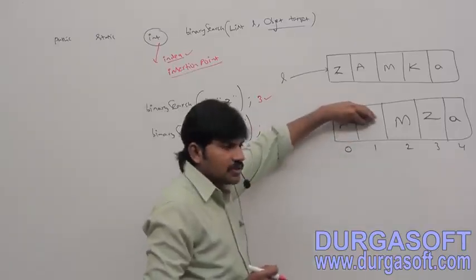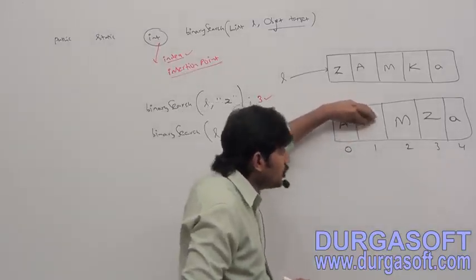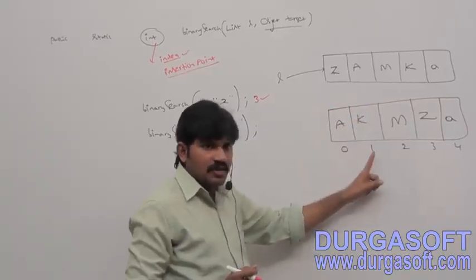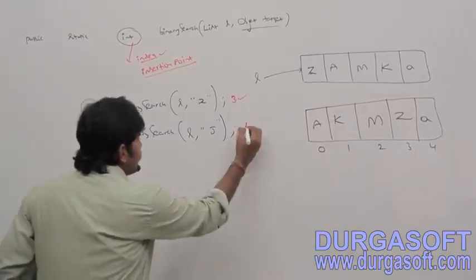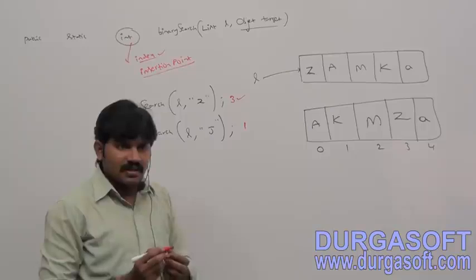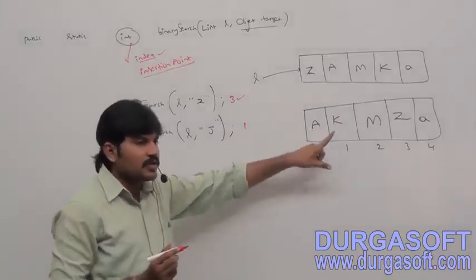Sir, here you can place. What is the position of this one? Nothing. What is the position of this one? 1. Are you getting? But if I return 1, you people may feel, sir, successful search, it is available in the 1st location. That's why the insertion point is not 1.